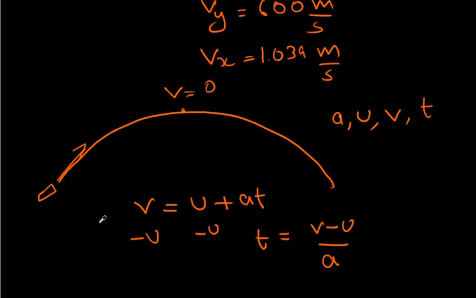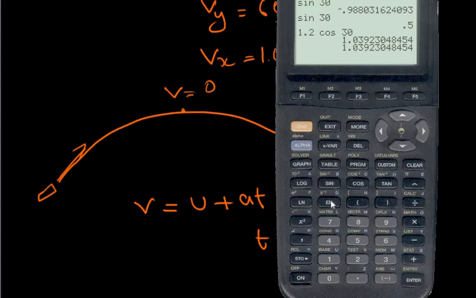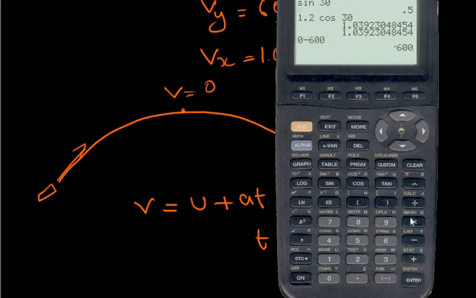Okay, so this is the formula for time, and now we can plug in all the values. So let me take my calculator and do it. So we will get 0 minus 600 meter per second, and we will get negative 600, and we have to divide that by negative 9.8.